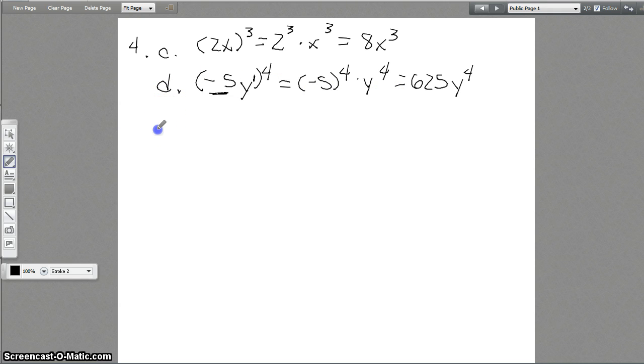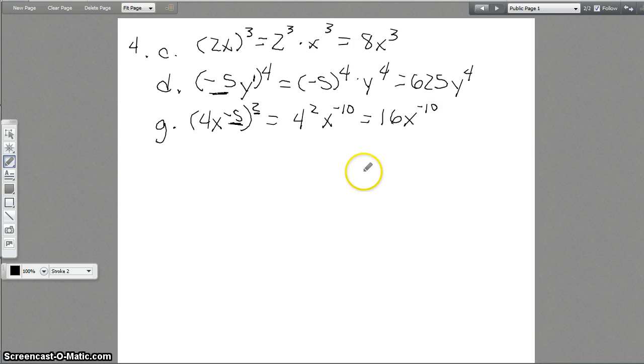Now we're going to hop down to part G. Part G is 4x to the negative 5, and all of that is raised to the second power. We have to raise everything to the second power. So we have 4 squared times x to the minus 10. It's x to the minus 10 because we have to multiply negative 5 and 2, because negative 5 is the power of x. So 4 squared is 16. So we have 16 times x to the minus 10.